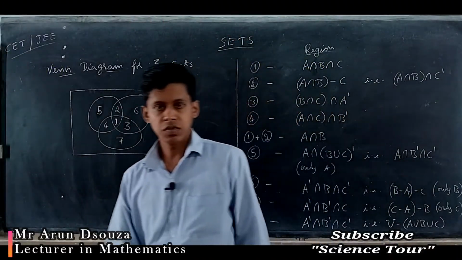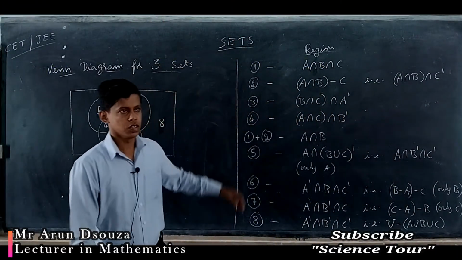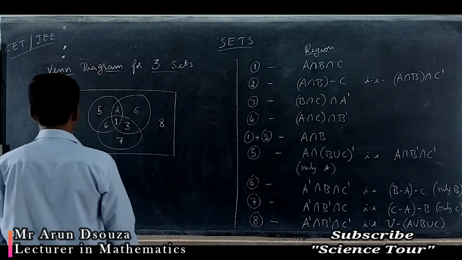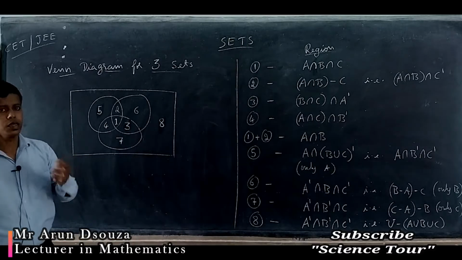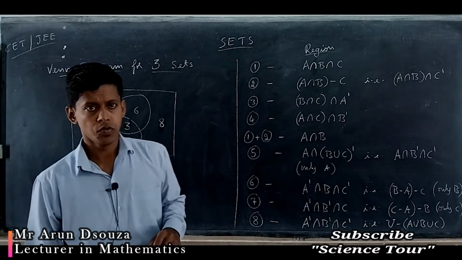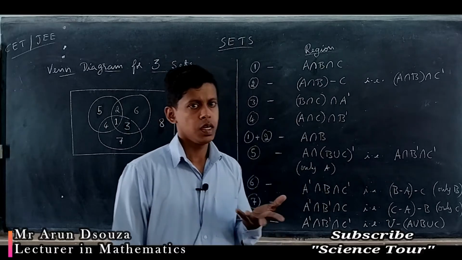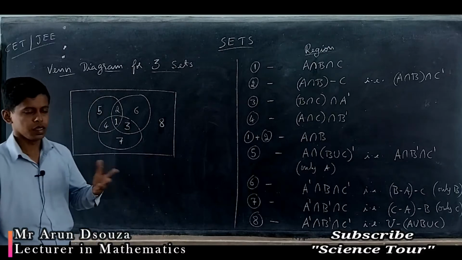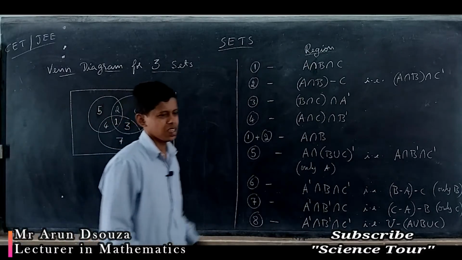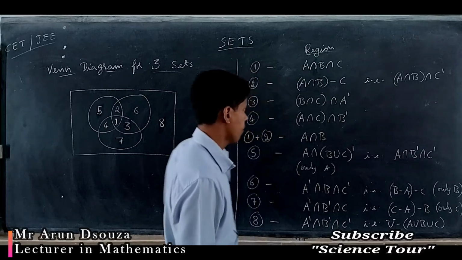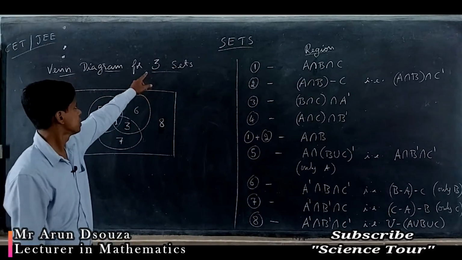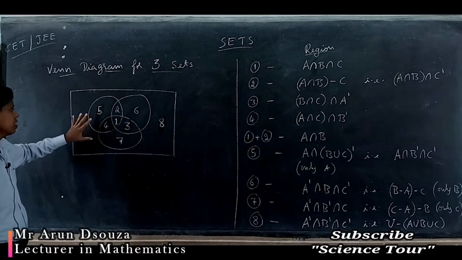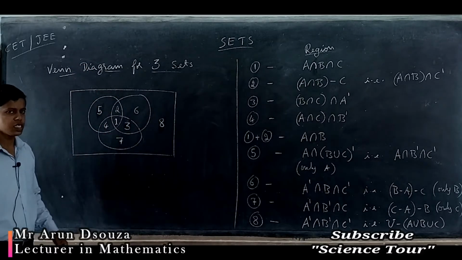Hello dear students and welcome to CET JEE classes of the chapter sets in mathematics. We understood already one example where A union B, A intersection B and A and B were involved. Basically two sets were involved. Now what if you have three sets? We have already understood the formula. Now let us understand the Venn diagram if three sets are involved.